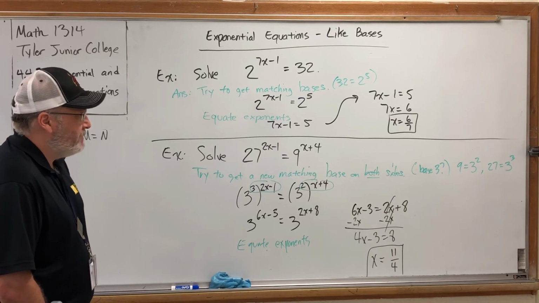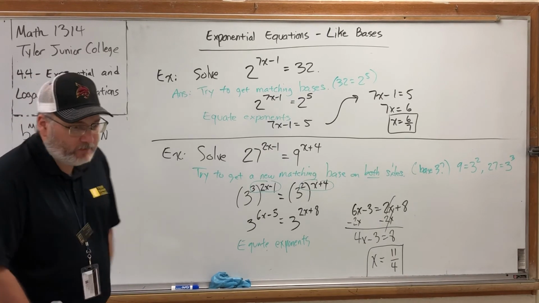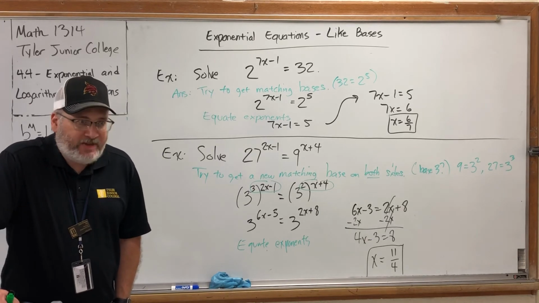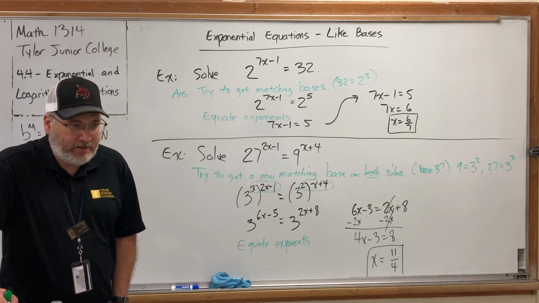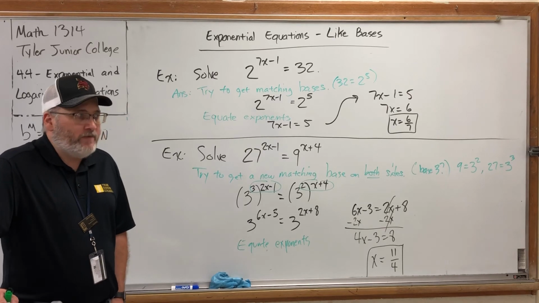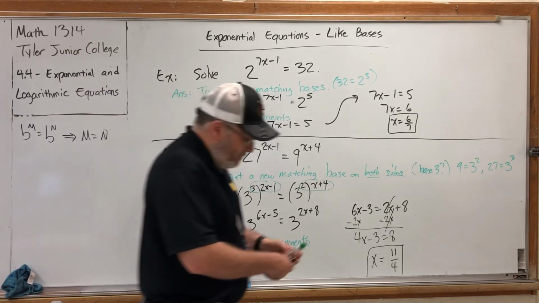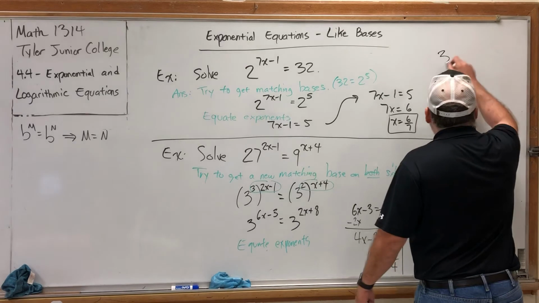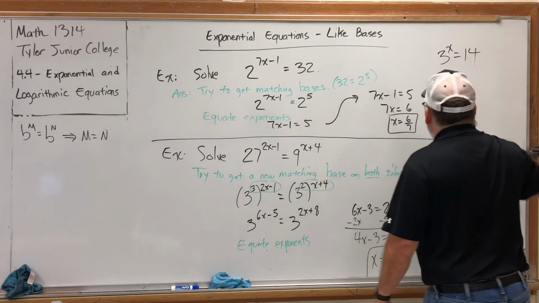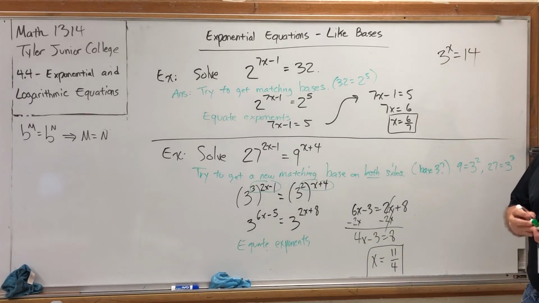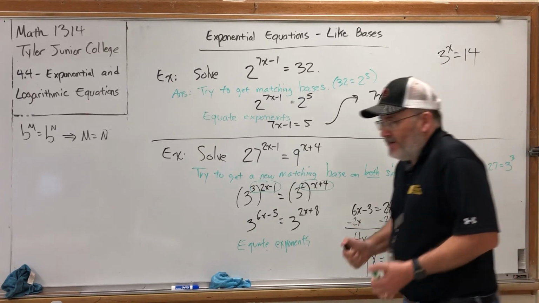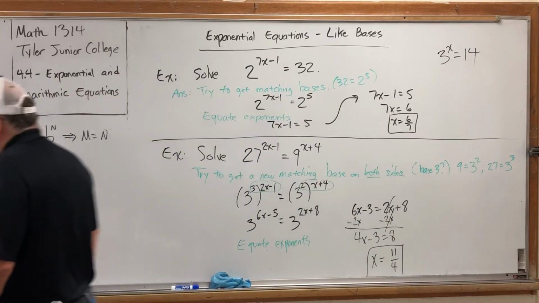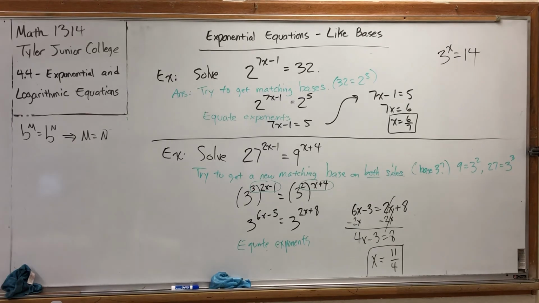What if we can't get like bases? The truth is, you always can, even if you don't think you can. So the real question is, what if you can't do it conveniently? For example, 3 to the x power equals 14. What base are you going to use there? Well, 14 is not a power of any number less than it, so I can't rewrite it as 3 to a power, much less anything else to a power. So how can we solve an exponential equation when we can't get like bases?